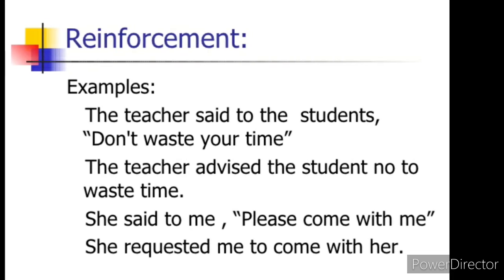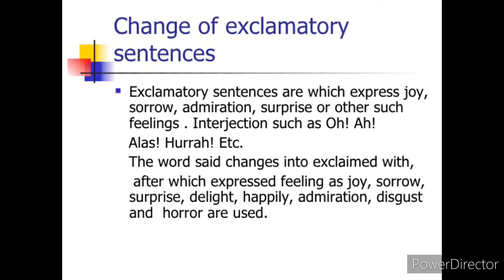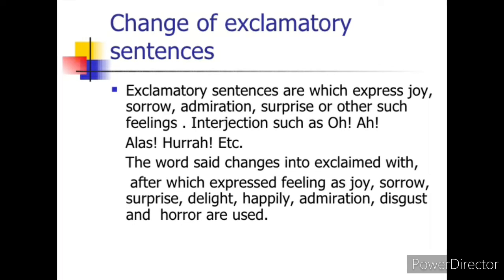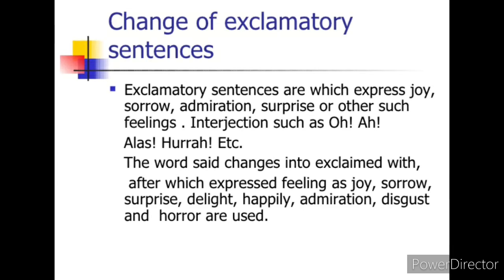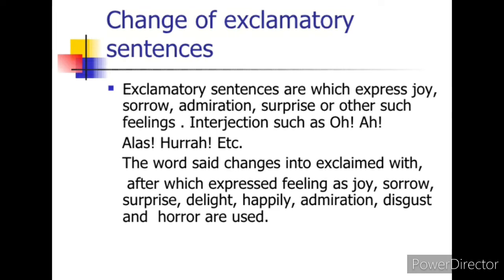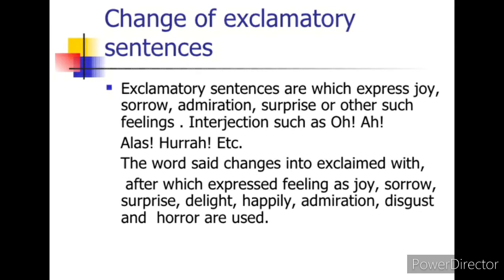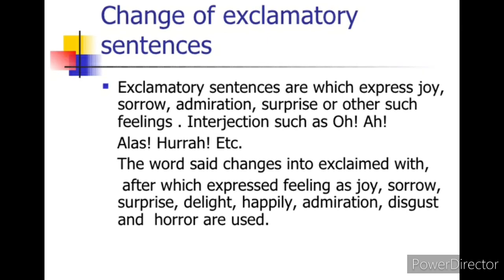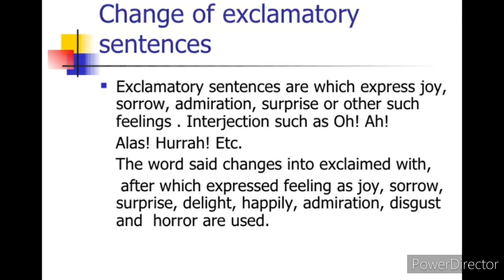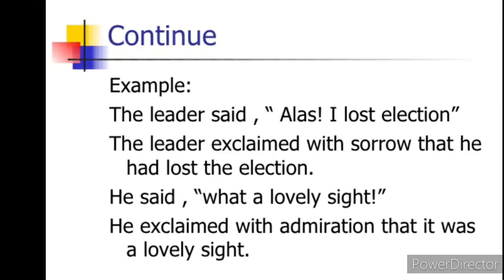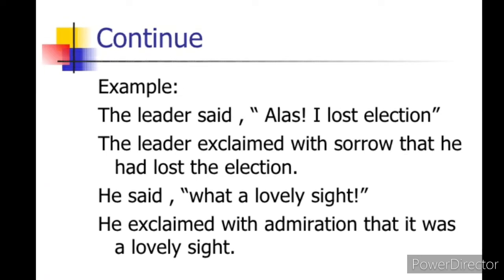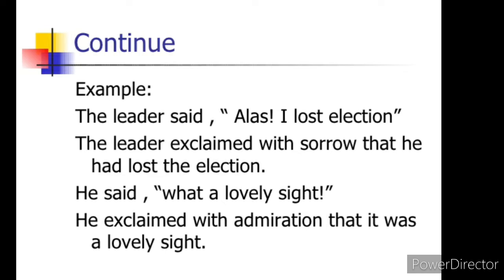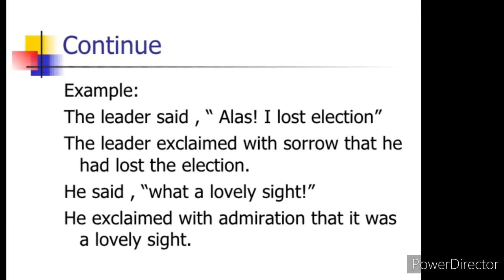Change of exclamatory sentences. Dear students, here we are going to learn how to change exclamatory sentences. Exclamatory sentences express joy, sorrow, admiration, surprise, or other such feelings, with interjections such as oh, alas, hurrah, etc. The word said changes into exclaimed with, after which the expressed feeling is used: joy, sorrow, surprise, delight, admiration, disgust, and horror. For example, the leader said, "Alas, I lost the election." The leader exclaimed with sorrow that he had lost the election. He said, "What a lovely sight." He exclaimed with admiration that it was a lovely sight.